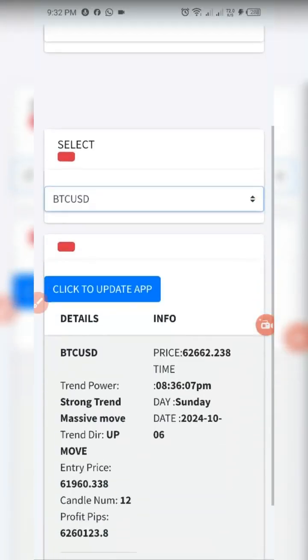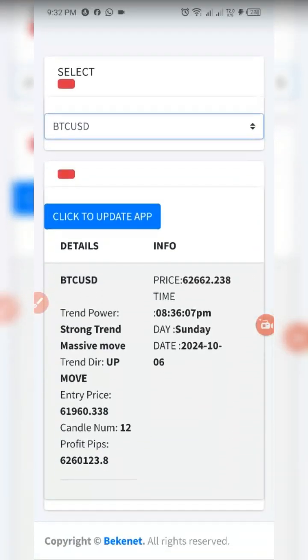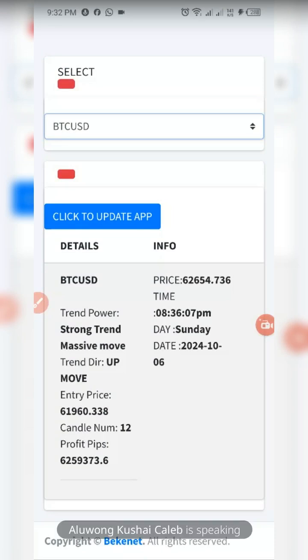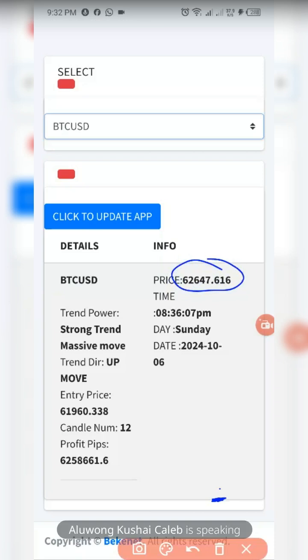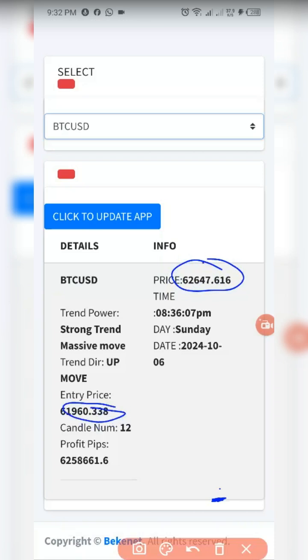All right. Now this is how it is. If you're doing your own analysis yourself, you're going to get your signal and all that. Immediately you get your signal to buy, the price is not going to be waiting for you. This is the current price. It's not going to wait for you. Now look at the price when he told us to buy.